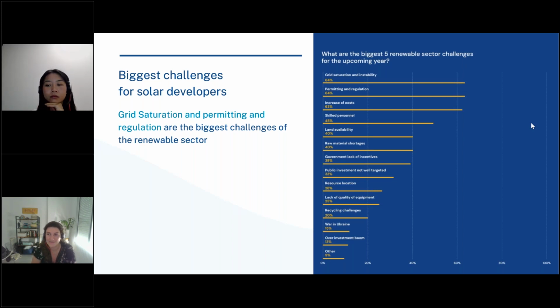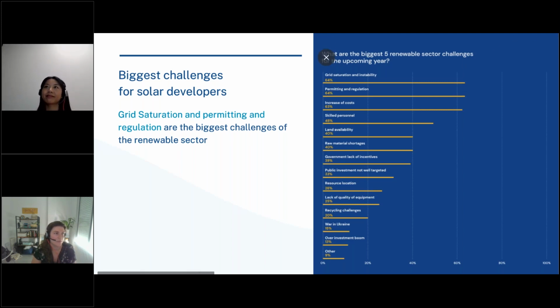Interesting: grid saturation and permitting and regulation are the biggest challenges of the renewable sector today. Okay, 64% responded that both of these are actually the main challenges. These are followed by others too.